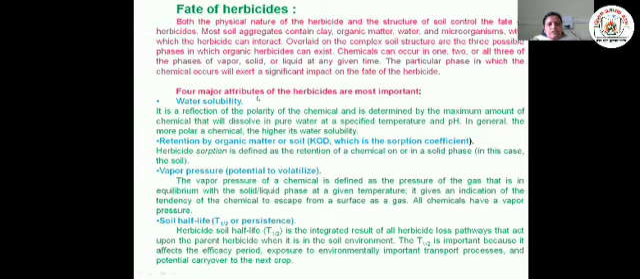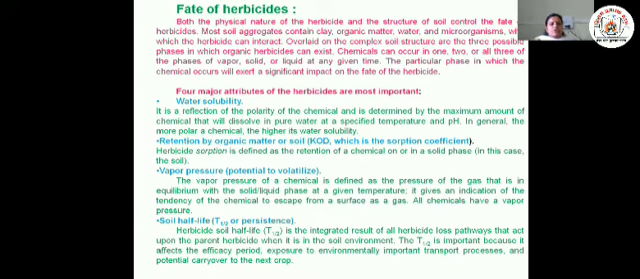There are four major attributes of herbicides: water solubility, retention by organic matter, vapor pressure, and soil half-life. Water solubility is the reflection of the polarity of a chemical and is determined by the maximum amount of chemical that will dissolve in pure water at a specified temperature and pH. In general, the more polar a chemical, the higher its water solubility. Then retention by organic matter. Herbicide absorption or adsorption is defined as retention of the chemical in the solid phase.